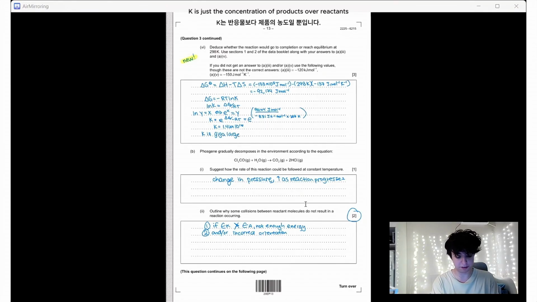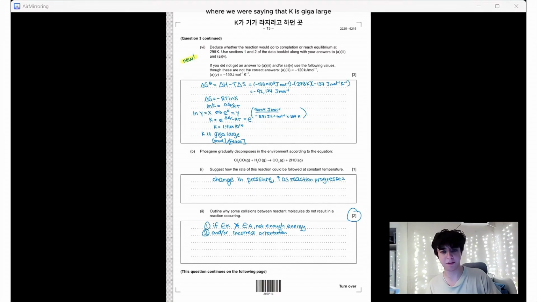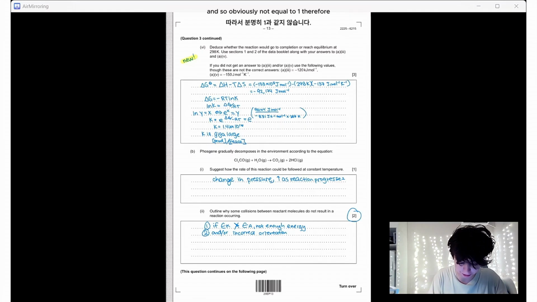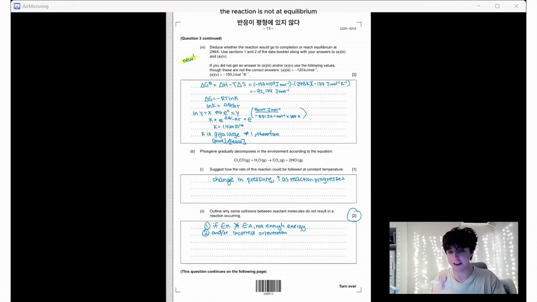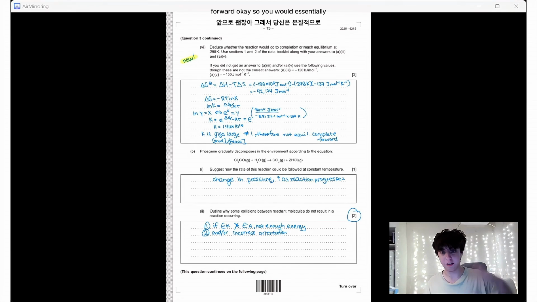And remember, K is just the concentration of products over reactants, right? Sorry for that random lag. Sorry, we were over at this question where we were saying that K is giga large, which is greater than 1, and so obviously not equal to 1. Therefore, the reaction is not at equilibrium and would go to completion in the forward direction. Complete. Forward. Okay, so that matches with the 3 marks in that question.